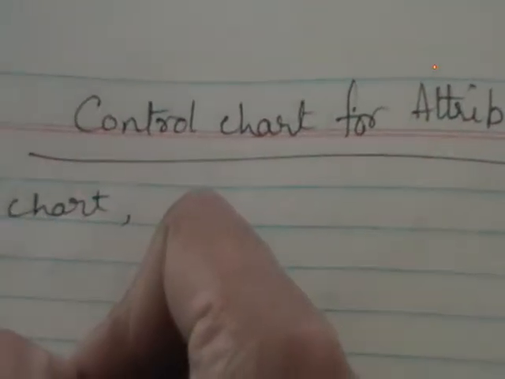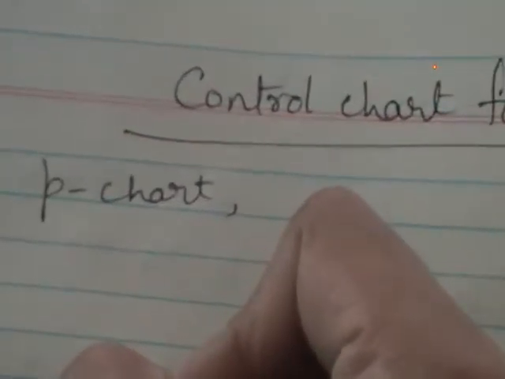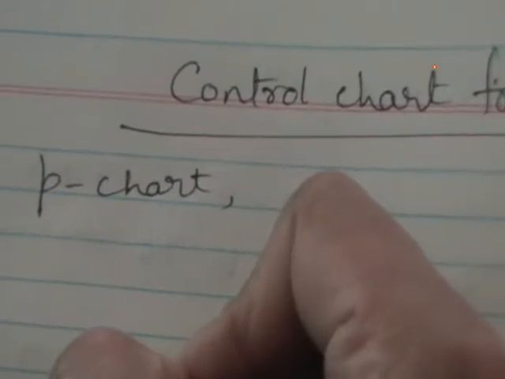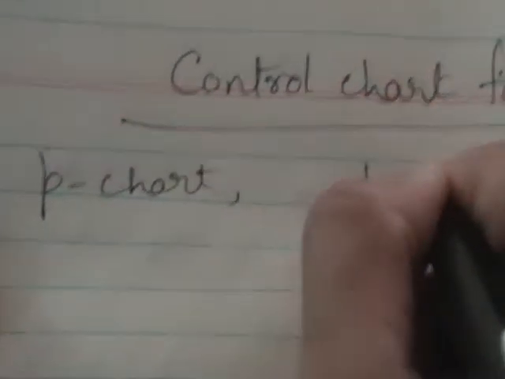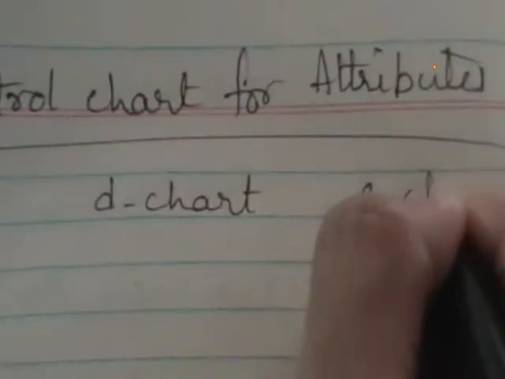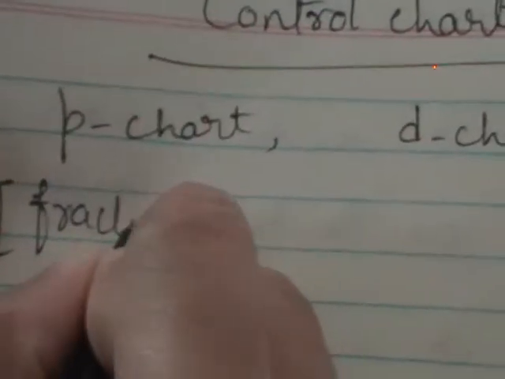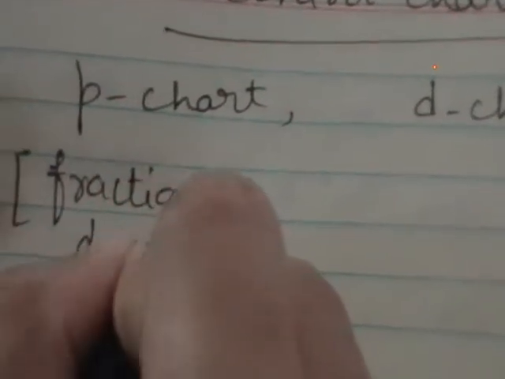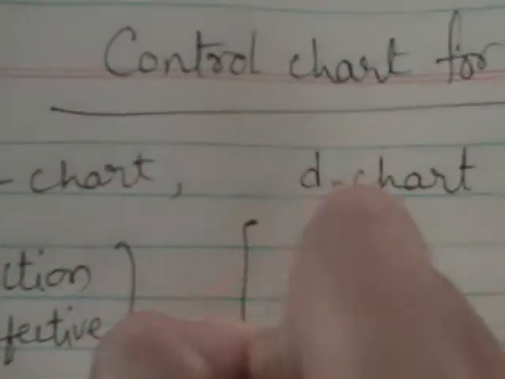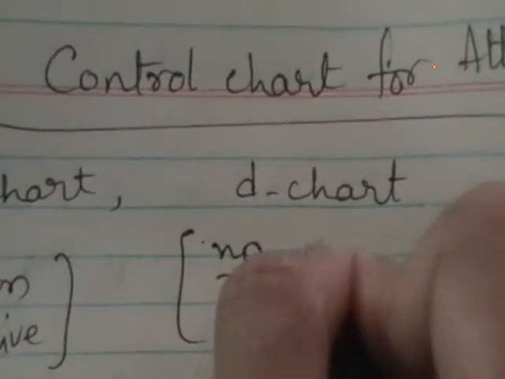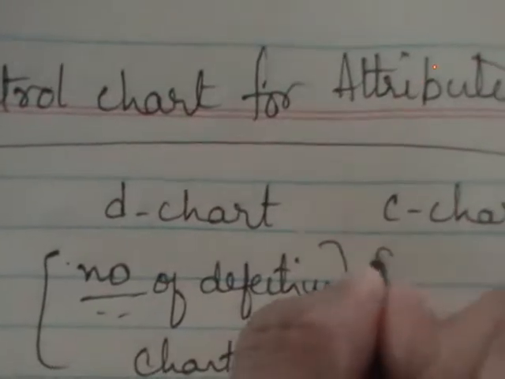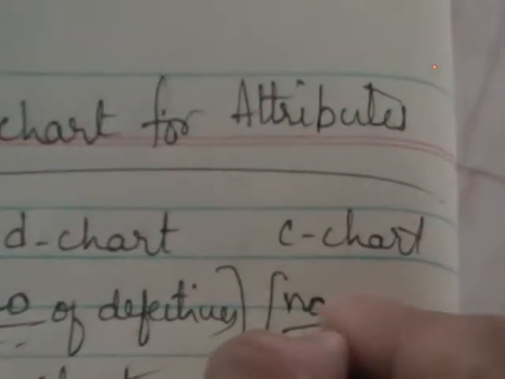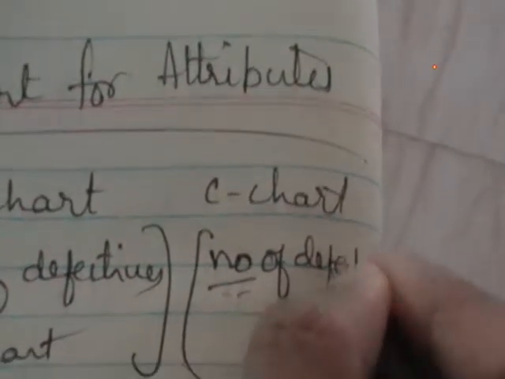So the second section of control charts is control charts for attributes. Under this section we'll have three types of chart: P chart, D chart and C chart. So let us see what this is. P chart is also called fraction defective chart. This is called number of defectives chart. This is nothing but number of defectives per unit.